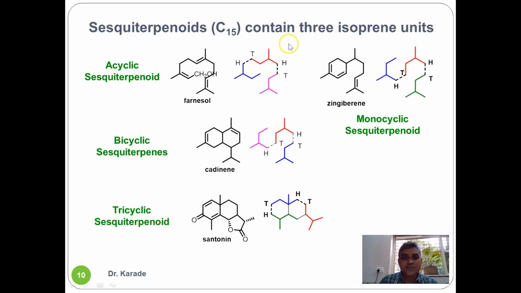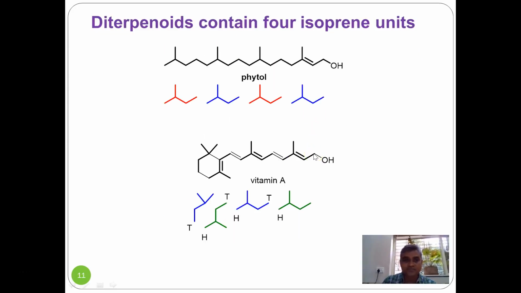Then in sesquiterpenoids, 3 isoprene units are joined. One can have acyclic, monocyclic, bicyclic and tricyclic sesquiterpenoid structures. In acyclic sesquiterpenoids we have two head to tail linkages. Here again are two head to tail linkages. So in sesquiterpenoids we find at least two head to tail linkages, and here again we find a branched portion connected to the unbranched portion. The same thing is applicable to the other sesquiterpenoid molecule.